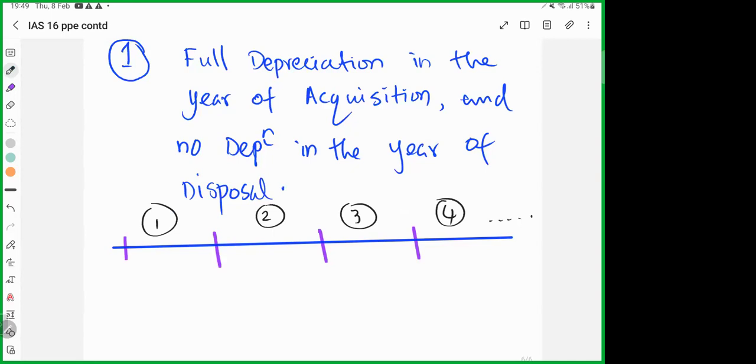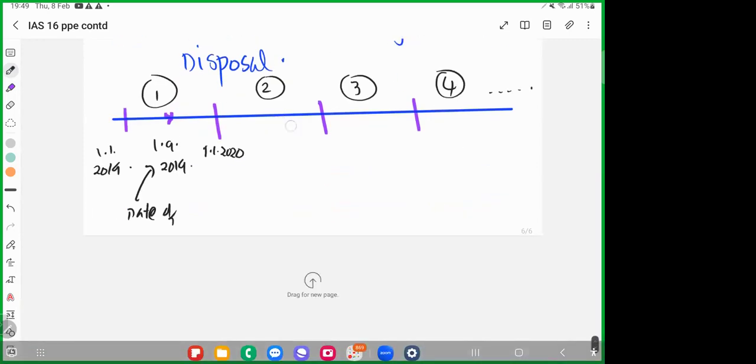This is 1 January 2019. We purchased an asset on 1 September 2019. So can you please tell me how many months this asset is with me during year 1? This is 1 January 2020. How many months will the asset be with me? This is 9 months? No.